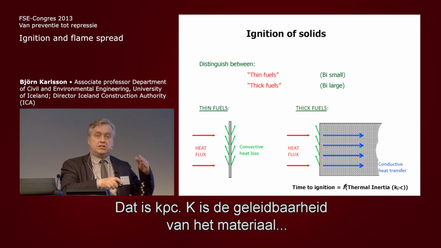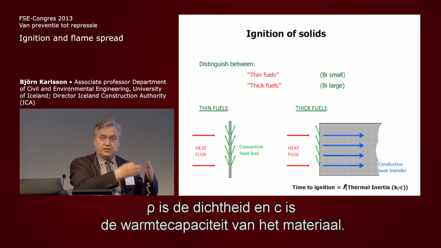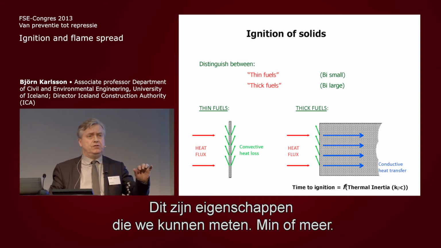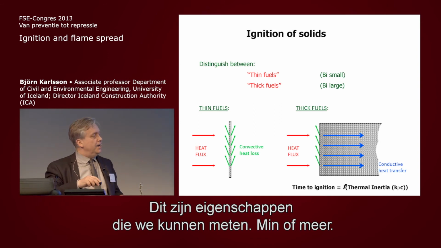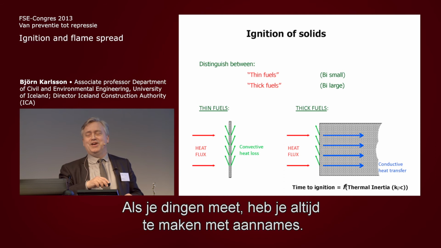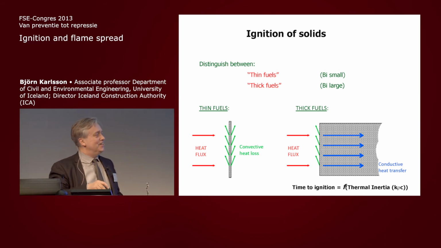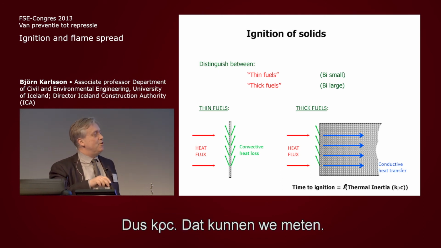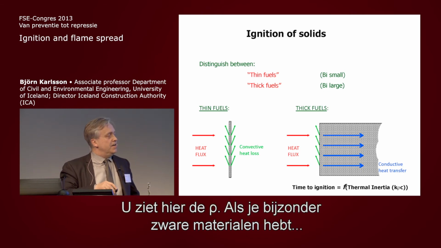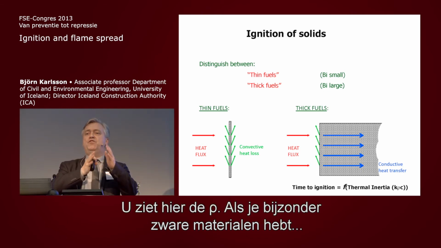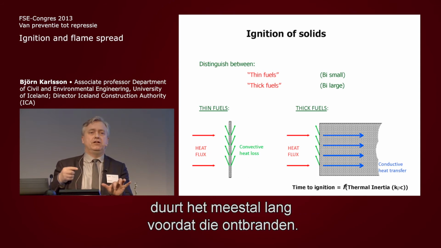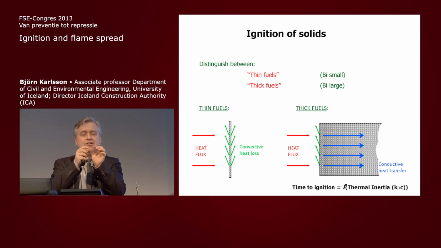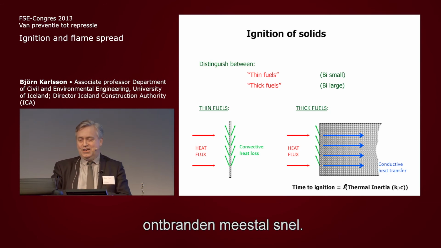K is the conductivity of the material, rho is the density, and C is the heat capacity of the material. So these are properties that we can measure, or sort of. And you always have to make assumptions when you're measuring things. Somebody would say it's an apparent property. So the K rho C, we can measure that. As you see, the rho is here. So if you have very, very heavy materials, usually it'll take a long time to ignite. If you have very, very light materials, usually they will be quick to ignite.